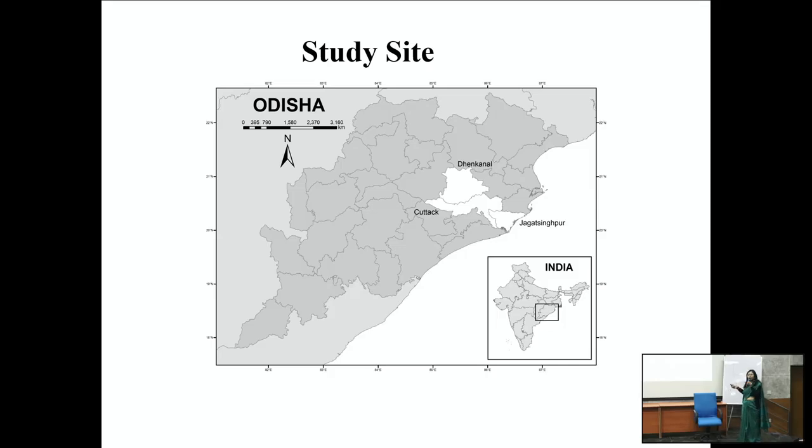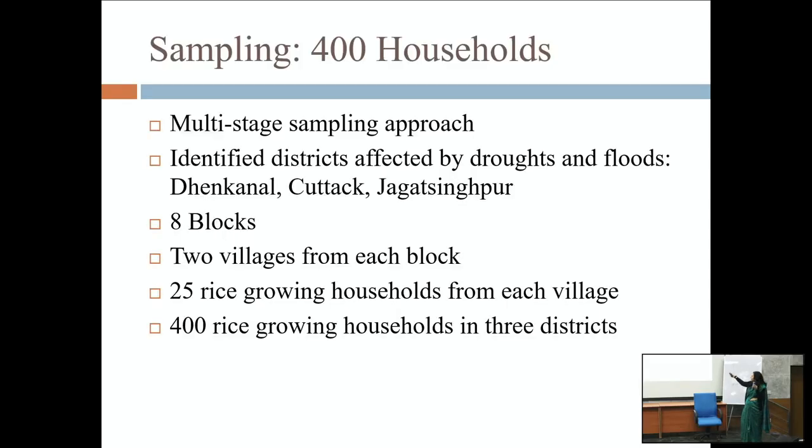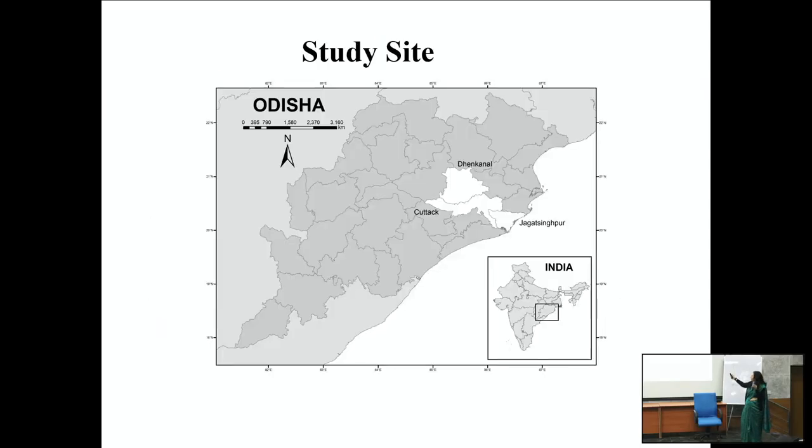And we conducted this experiment in 3 districts of Odisha: Cuttack, Dhenkanal and Jagatsinghpur. As you can see, Jagatsinghpur is on the coast, so this is a district that suffers more from floods. And in the interiors, Dhenkanal.